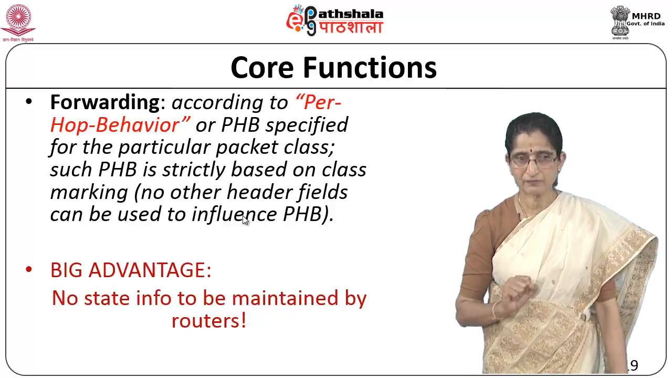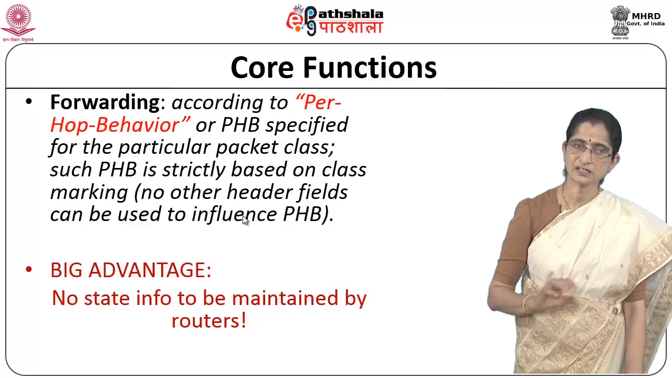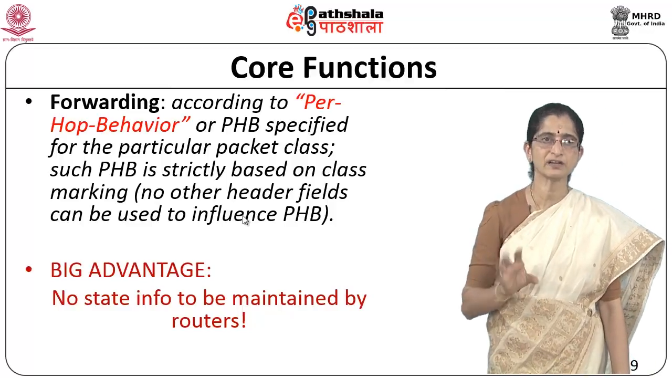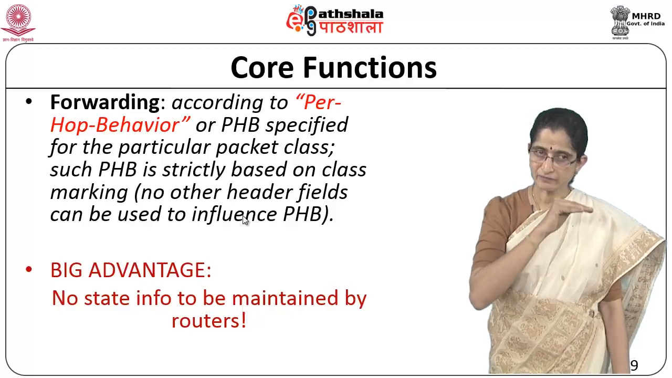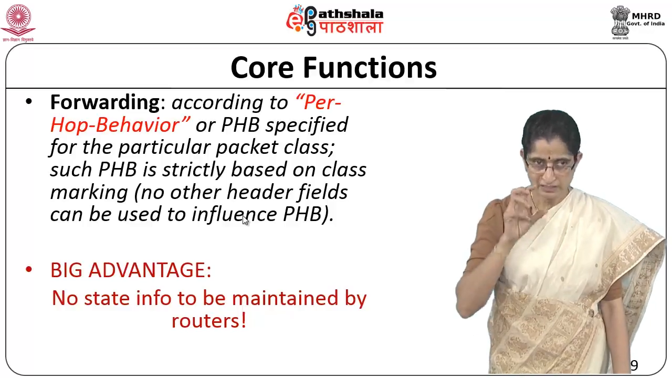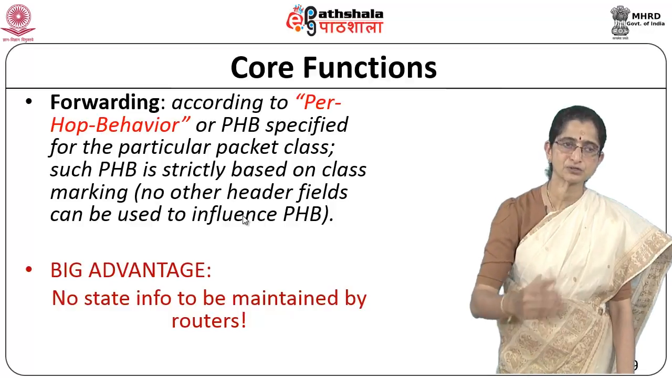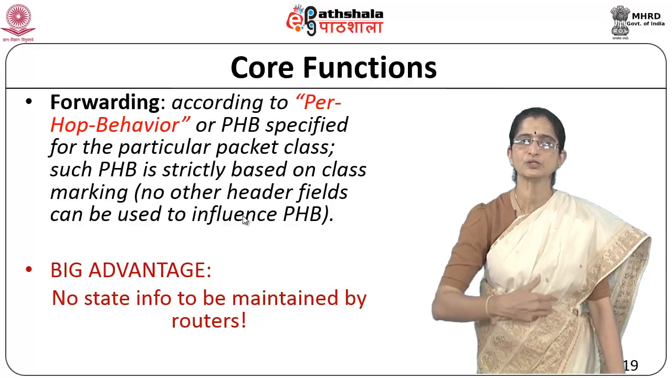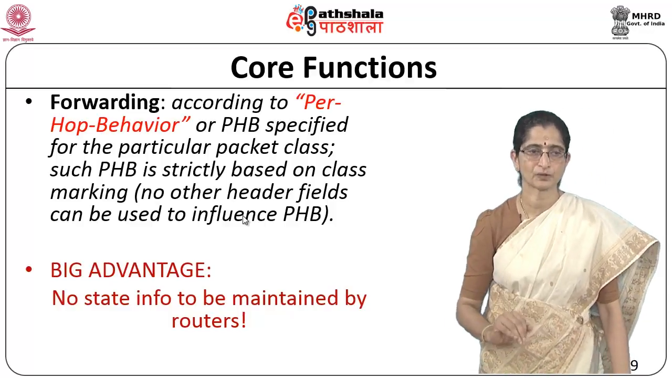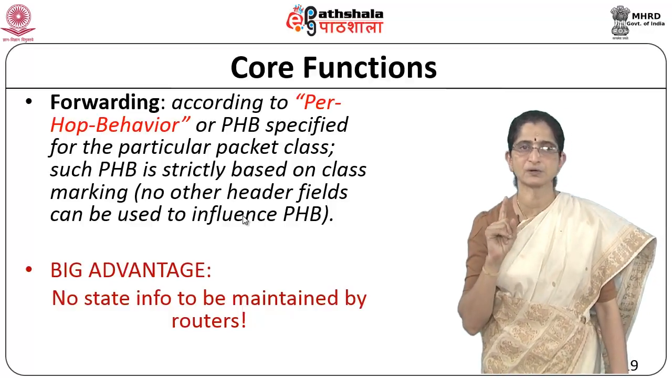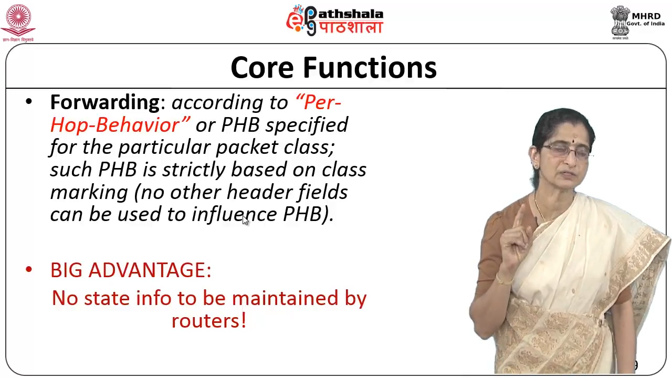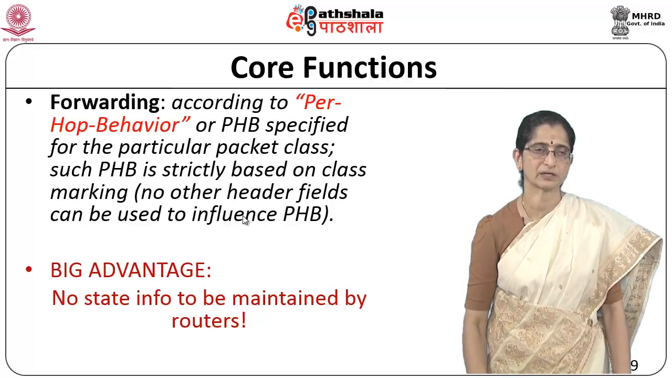What is the big advantage of this? The big advantage is that no state information needs to be maintained by the routers, because whatever marking we want, we have already done it at the edge. When the packet comes in, you just look at this marking that has been done, and based on that label you just forward the packets appropriately. So no state needs to be maintained. Remember, scalability and maintenance of state was one of the problems that we had to deal with in IntServ. That is done away with over here.